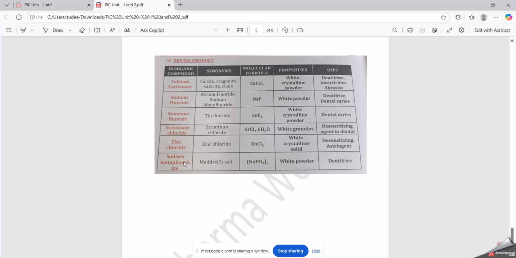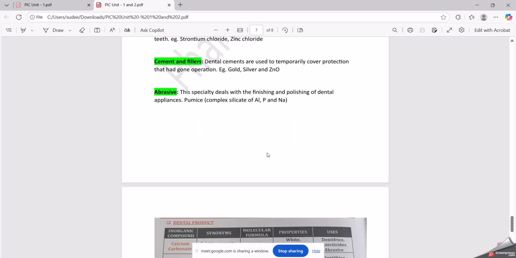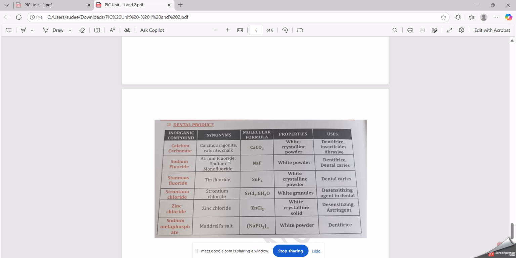Next is sodium metaphosphate. It is also called Graham's salt. It is a white powder, and it can be used as a dentifrice. So this covers the entire topic, meaning unit 2 fully. You have to mainly focus on these examples and this table, the properties and synonyms.